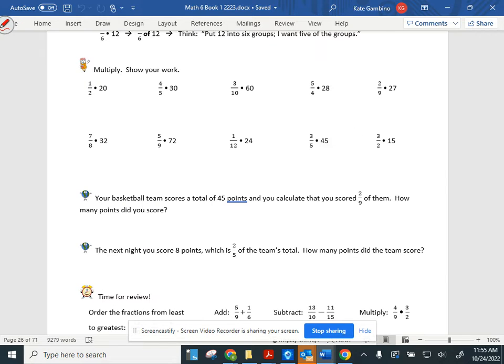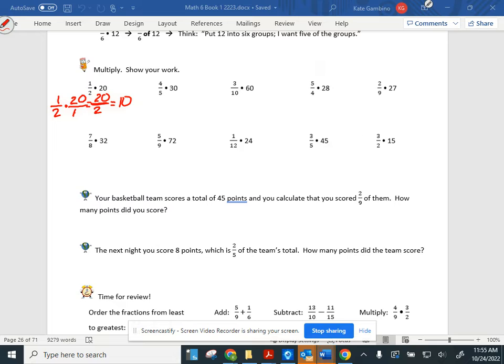So if we're going to do it the long way, that would be 1/2 times 20 over 1 would equal 1 times 20 is 20, 2 times 1 is 2, 20 divided by 2 is 10.